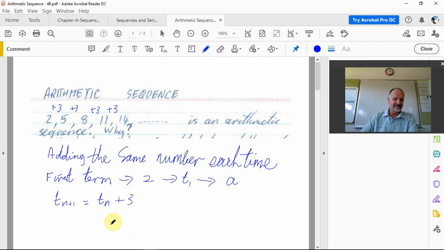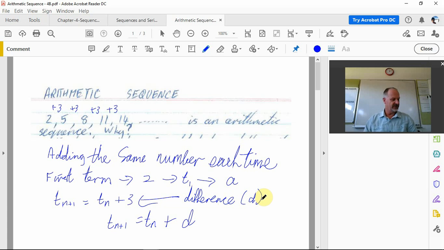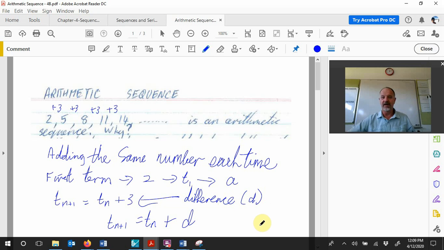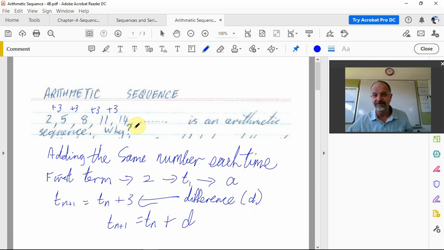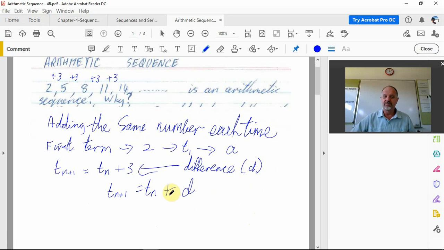So what we could say then is the term n plus 1, the next term, is this term plus some number. Now that number we call the difference, and we use the symbol D, the difference between the two. And so that D could be a negative number. Say we were taking 5, then we'd say the difference was -5.